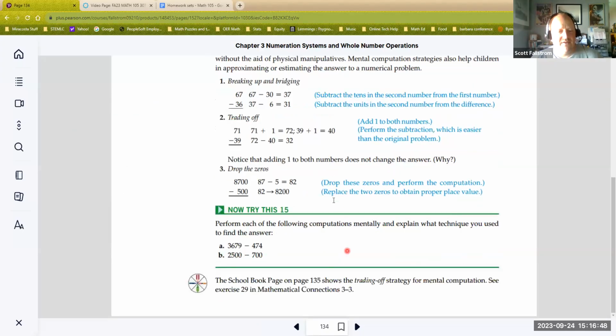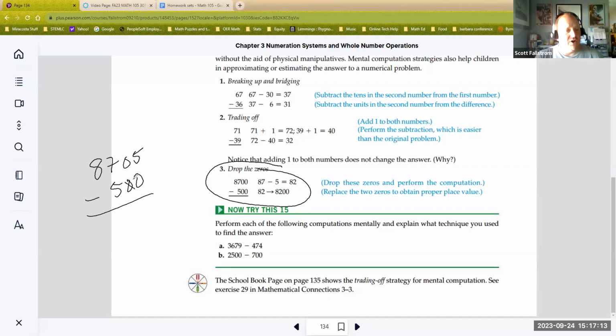They have an option for drop the zeros. I guess you could think of this, but really it only happens when all the zeros line up perfectly. If the zeros don't line up perfectly, you don't get to drop them. So I'm not a big advocate of this strategy, especially if you're teaching it to kids for the first time, because if they hear drop the zeros, minus 500, they may say, cool, I'll drop the zeros and then I can subtract. But it's not the same anymore. You've completely changed the numbers and the place values have been modified.